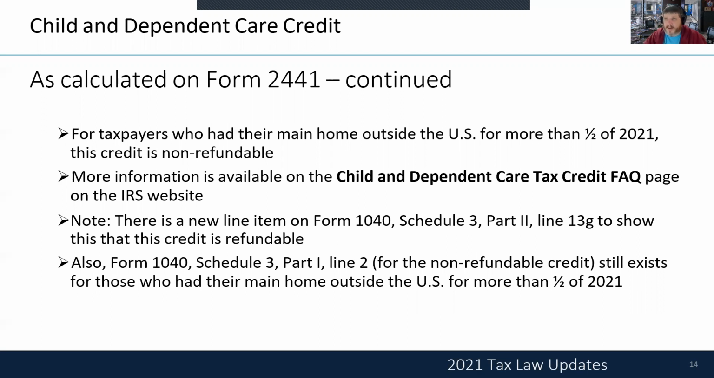And I bring that up because we are used to looking for the child and dependent care credit on Schedule 3, Part 1, line 2, which is where the non-refundable credits are. That line is still there, but that only applies to the people whose main home is outside of the United States for more than half of the year. Okay.